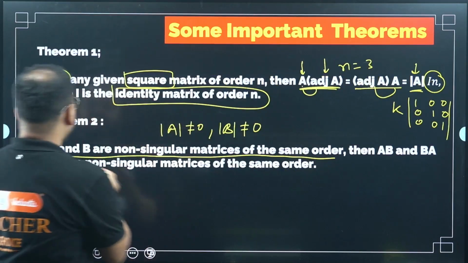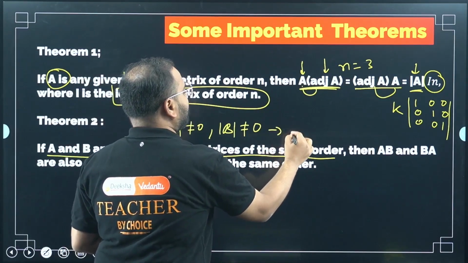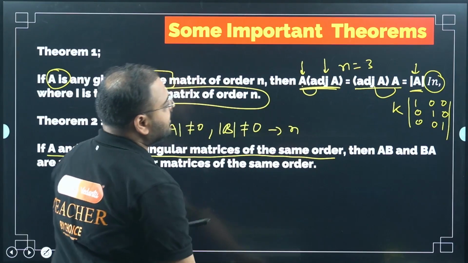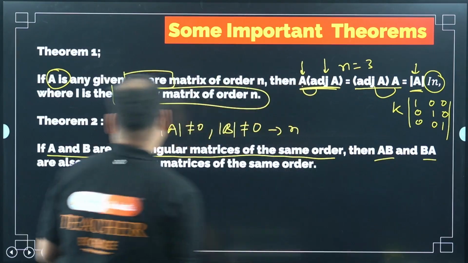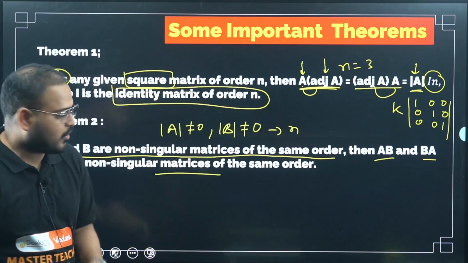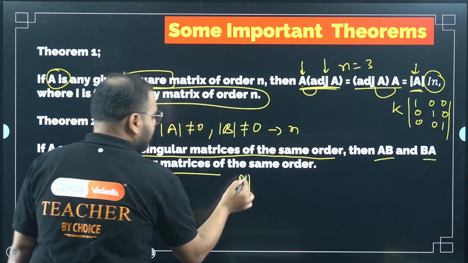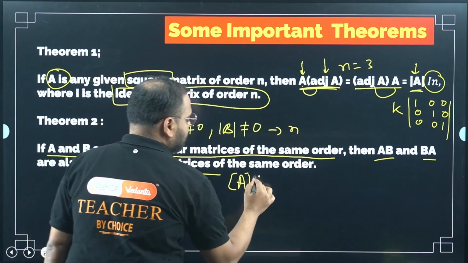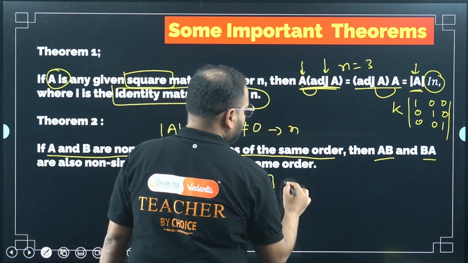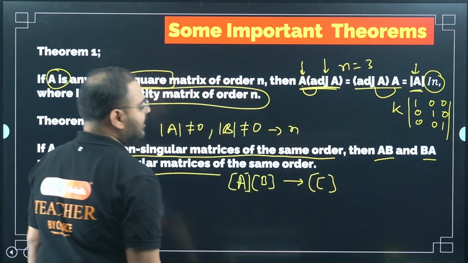Okay. So if A and B are non-singular matrices of same order, means what? Again, order has to be n, whatever it is. Then AB and BA are also non-singular matrices of same order. Of course, right? If you multiply A and B, you'll get another matrix. Let's say this matrix C you'll get. Again, it will be of same order.